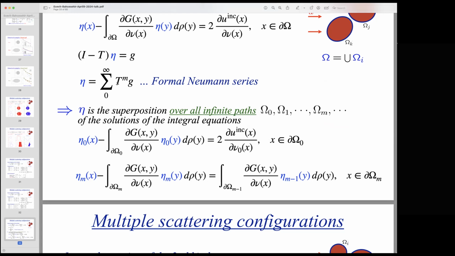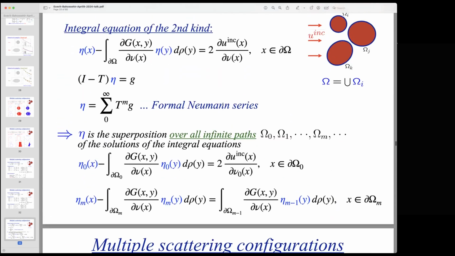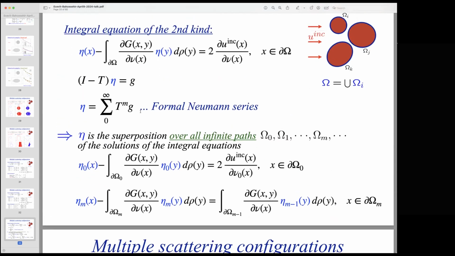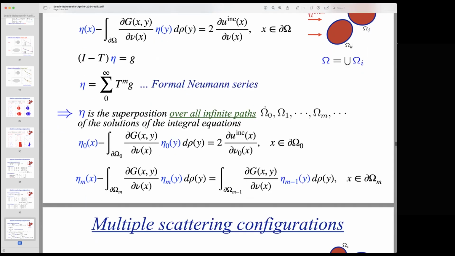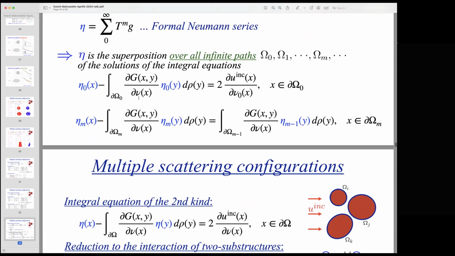The idea is to evaluate T^m G for a sufficient number of m's, and then look at the remaining infinite tail in a different form. So looking at this formal Neumann series presentation, you can dismantle this Neumann series into the superposition of the solutions of these integral equations. If you compare these two integral equations, the first one, involving eta 0, involves integration on omega 0, right?